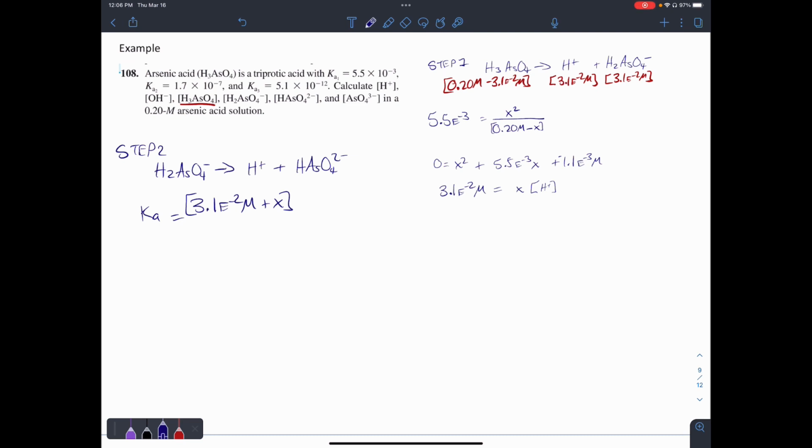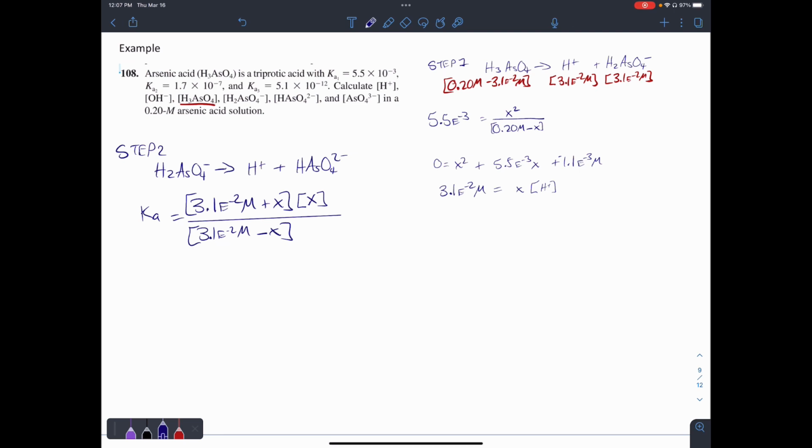So it's the previous concentration of hydrogen plus this. And did we have any HAsO4? No, this is brand new, so we don't have any HAsO4 yet. And how about H2AsO4? We had some. This is the one that's actually dissociating right now, so I'm going to put minus X.